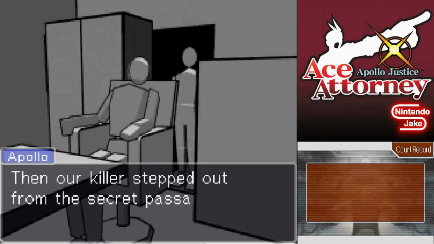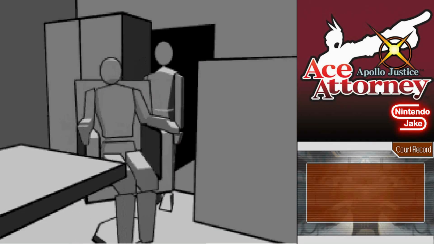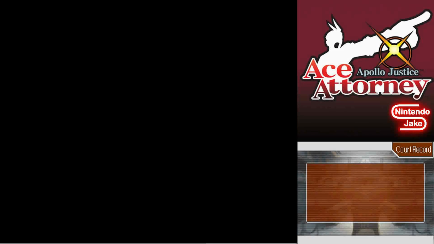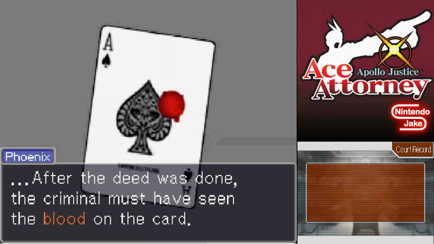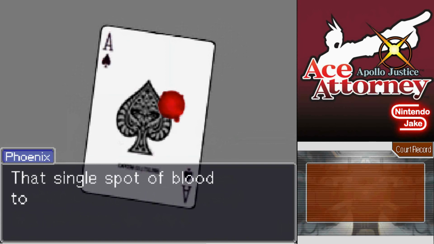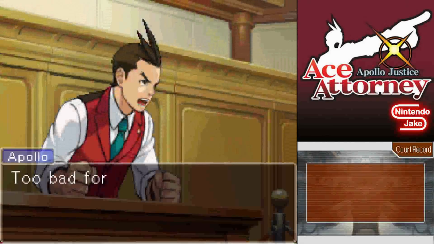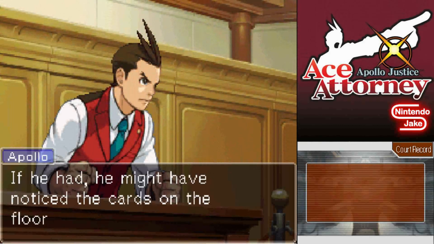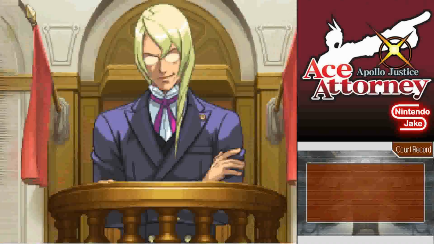Then our killer stepped out from the secret passage and entered the hideout. Later must have heard the cupboard sliding aside. He wheeled his chair around to look, and after the deed was done, the criminal must have seen the blood on the card. He would have, of course, realized the need to destroy the evidence. A single spot of blood told the whole story of the crime. Too bad for him he didn't linger any longer in the hideout that night. If he had, he might have noticed the cards on the floor. And the fact that they were all red.